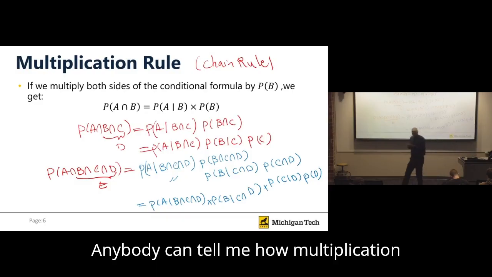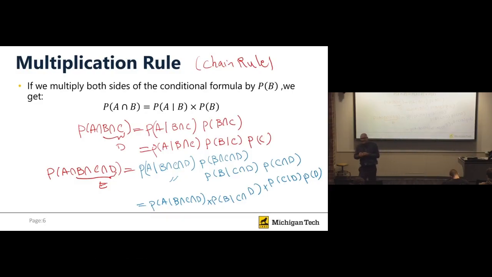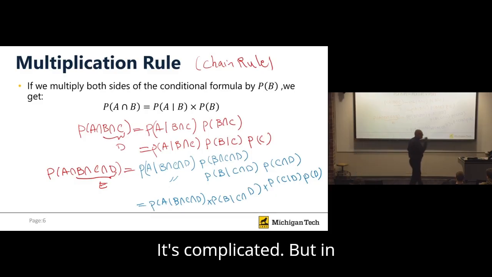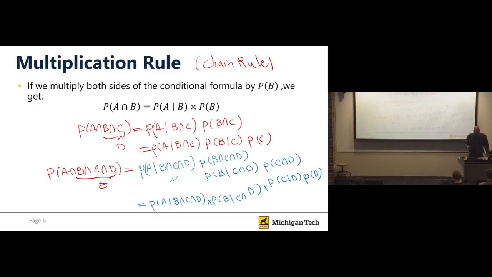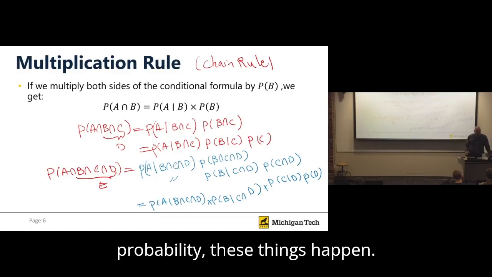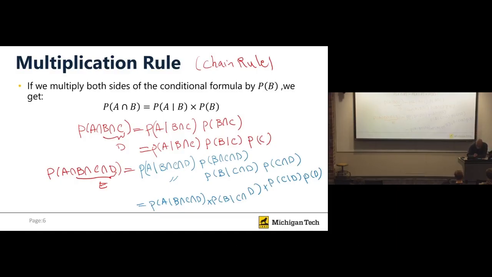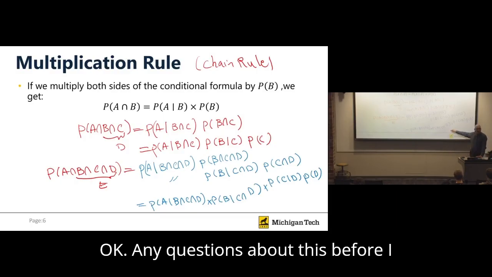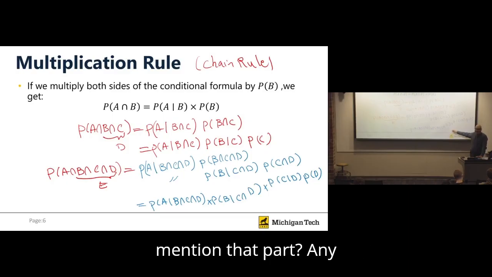Anybody can tell me how multiplication can change to addition? It's complicated, but in probability, these things happen. Any questions about this before I mention that part?